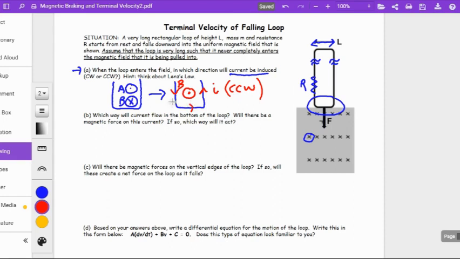All right. So the loop tries to maintain the status quo. The loop tries to resist the increase in negative flux. And it does that by making that red field. Okay. For the next question, which way will current flow? I think we've already answered that. And then, will there be a magnetic force on this current? If so, which way will it act? Well, here's where it gets interesting, right? So let's draw the bottom of the loop.